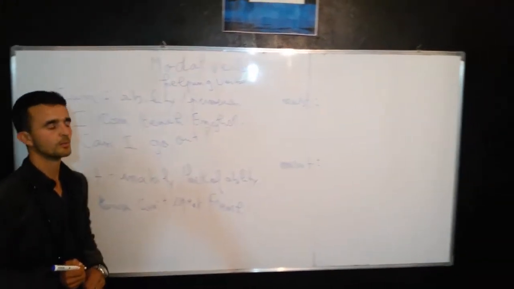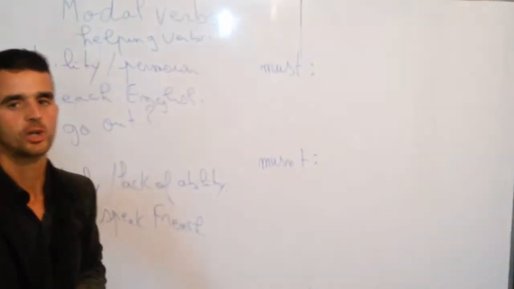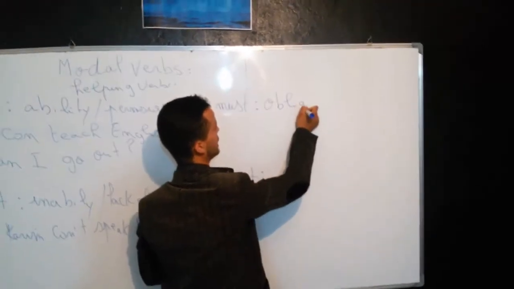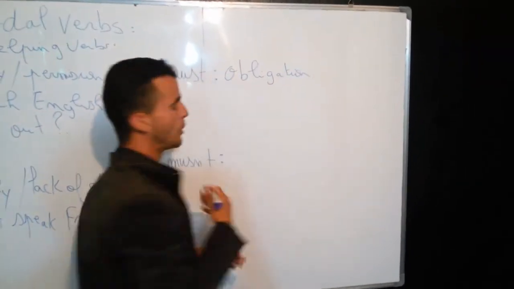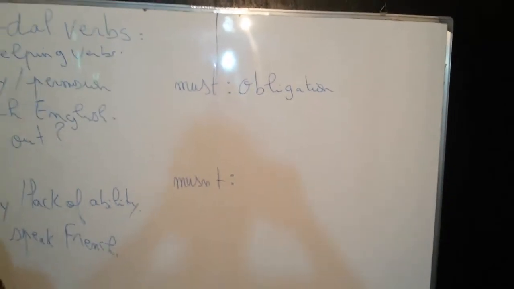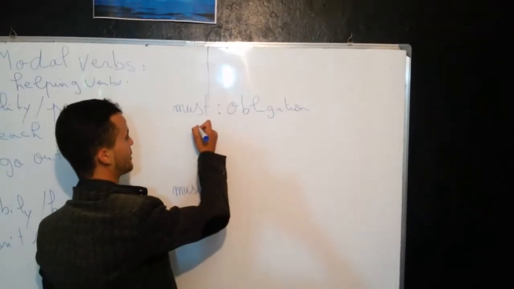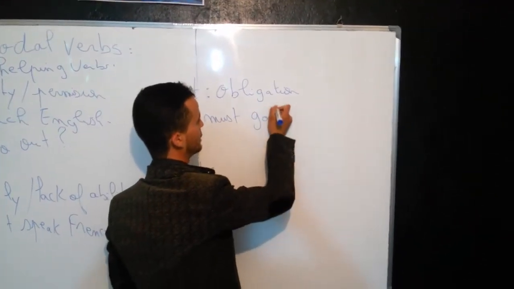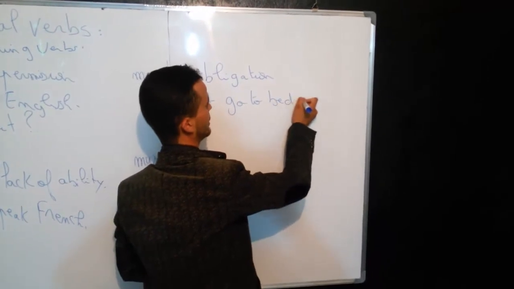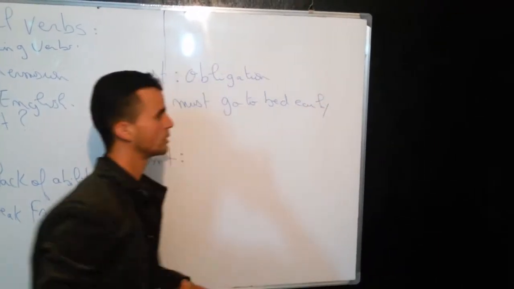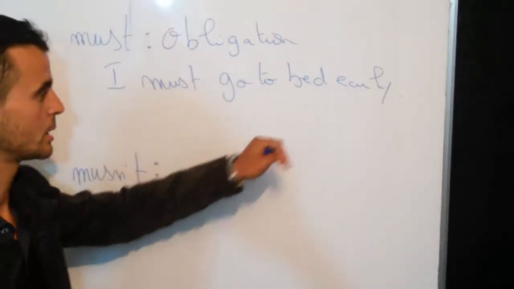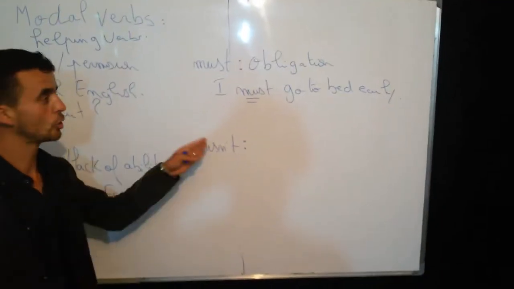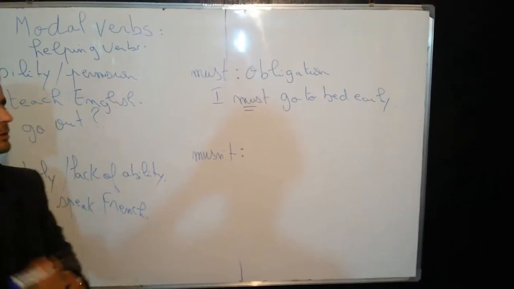Now let's move to must. So we use must with obligation. Obligation means if you are obliged to do something. And here is an example. For example, I must go to bed early. So I must go to bed early here, so must refers to obligation. You are obliged to go to bed early if you want to wake up very early.